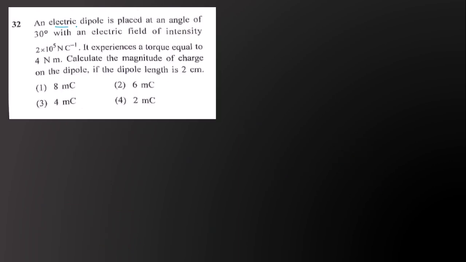It is given that an electric dipole is placed at an angle of 30 degrees with an electric field whose intensity is this one. Then it experiences a torque whose value is this one, and we have to calculate the magnitude of the charge on the dipole. Dipole length is also given. The magnitude of torque is given to be 4 Newton. Let me write down all the data.